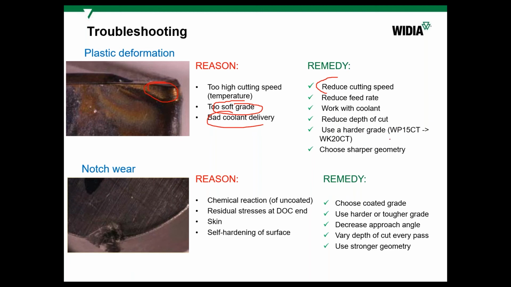For example, for stable cutting, we can use WP15 CT or even WK20 CT. Our cast iron grades are even harder than WP15, and can be used for the P05 application area. Or sometimes use a sharper geometry to decrease the temperature which is generated during the cutting process.